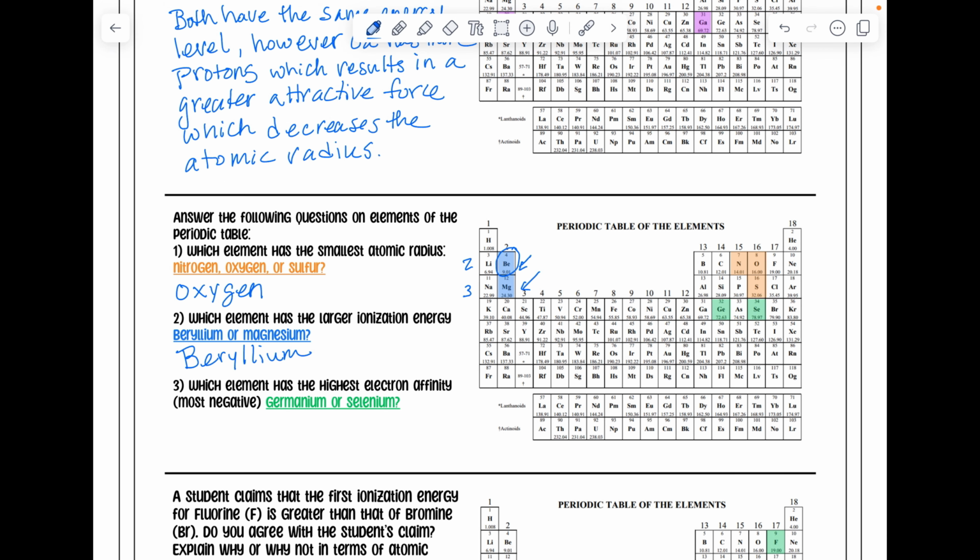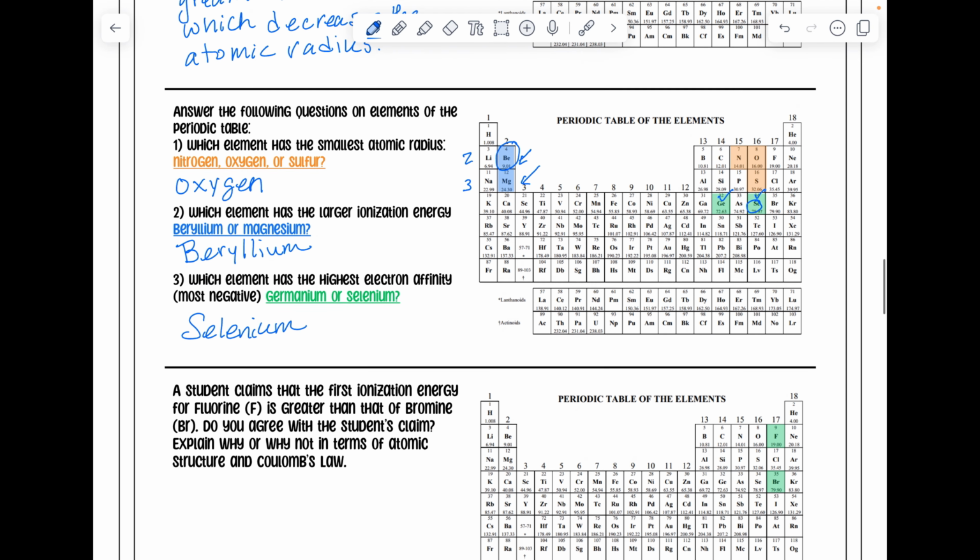And the last one, which element has the highest electron affinity, the most negative, germanium or selenium? Now remember, it's inversely proportional to the atomic radius, and germanium is here and selenium is here. So selenium, more protons, so it's a smaller radius, which means it has a greater electron affinity. So selenium has a greater electron affinity due to its smaller radius.